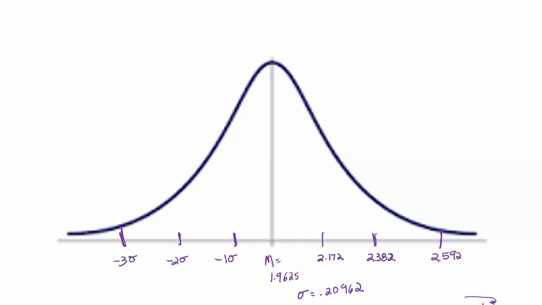We're just going to take the 1.9625 and subtract 0.20962, right? So that makes this then 1.753, minus 0.20962, 1.543, and minus 0.20962 is 1.334.